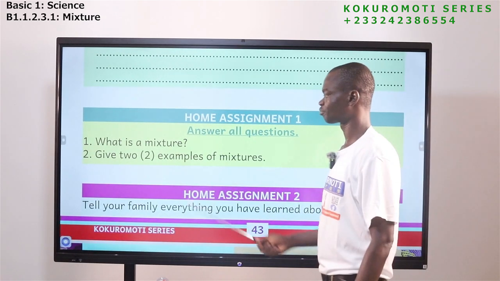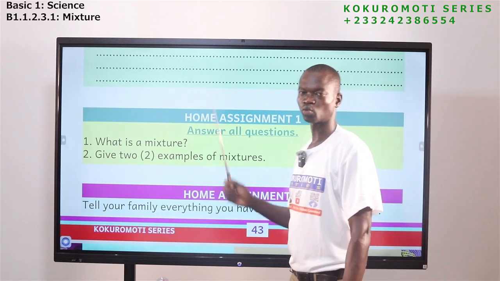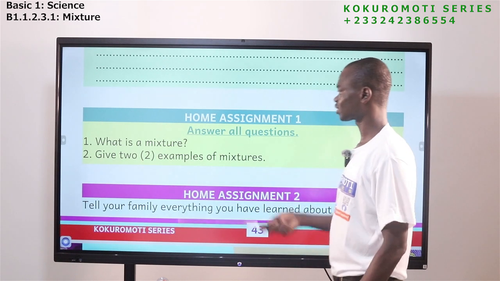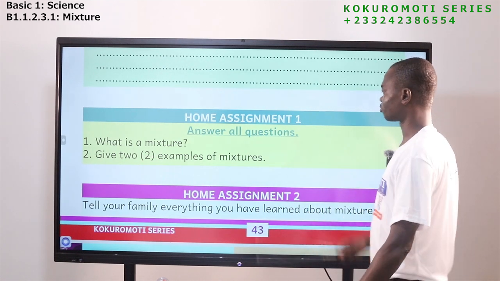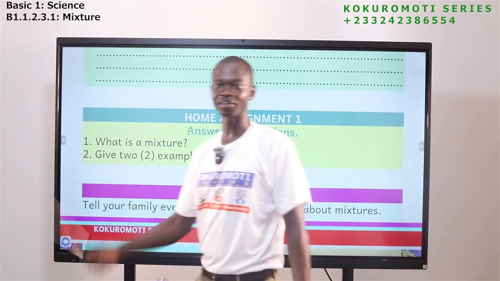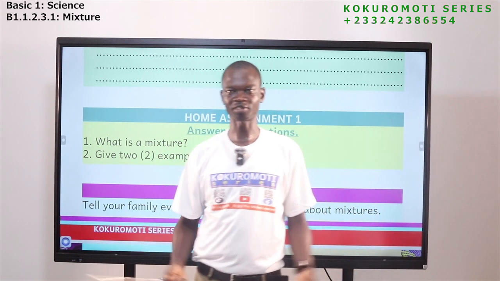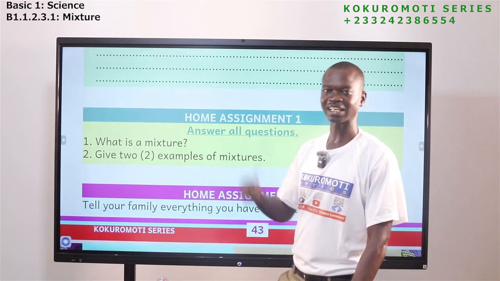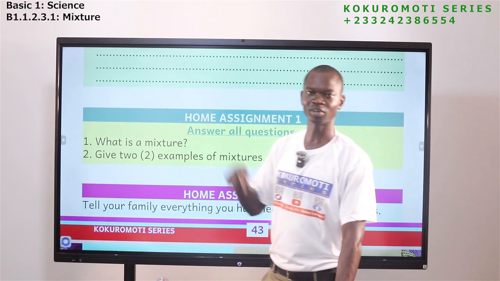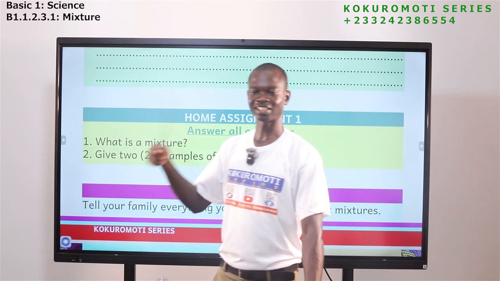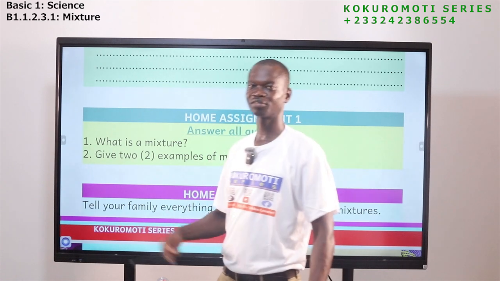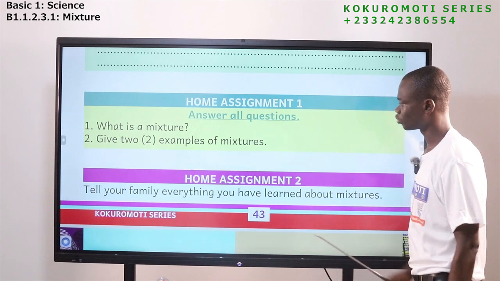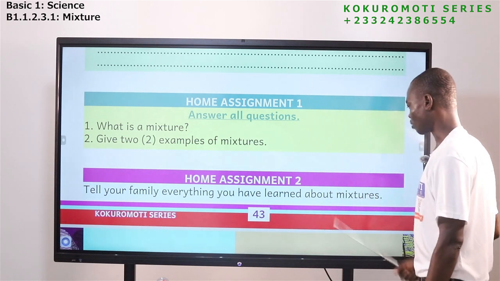So what is a mixture? A mixture is formed when two or more substances are put together. Okay, so you can say that. Question 2, give two examples of mixtures. So gari and sugar is an example of a mixture. Sand and beans is an example of a mixture. Beans and gari is an example of a mixture. Water and salt is an example of a mixture. So we can give different examples of what? Mixture.